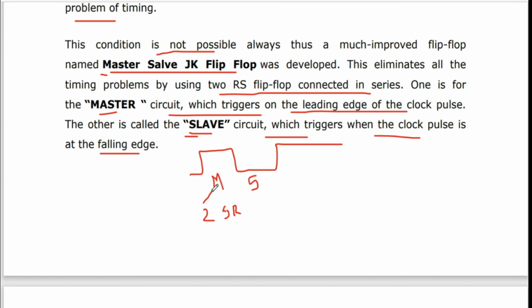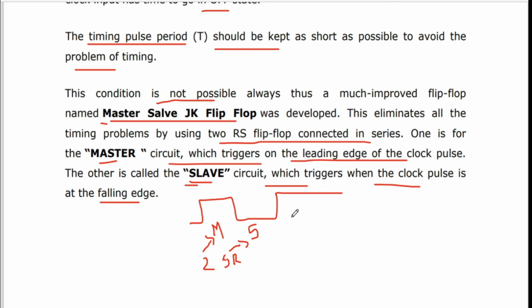One acts as a master and the second SR flip-flop acts as a slave. So these master slave flip-flops work on two different timing signals. One acts on the positive edge of the clock pulse, and the second acts on the negative trailing edge of the clock pulse. So during this period, we have the master performing its operation, and during the trailing edge, we have the slave performing its necessary operation.